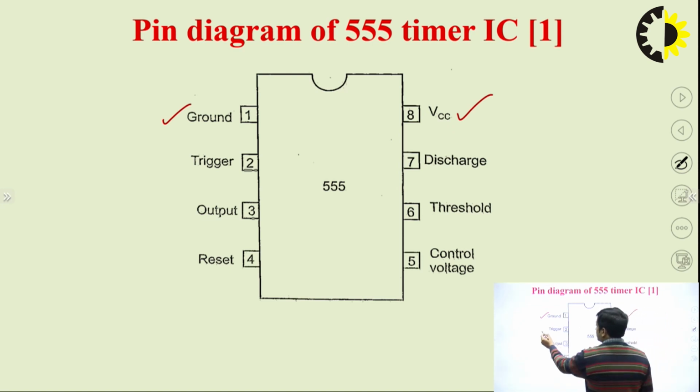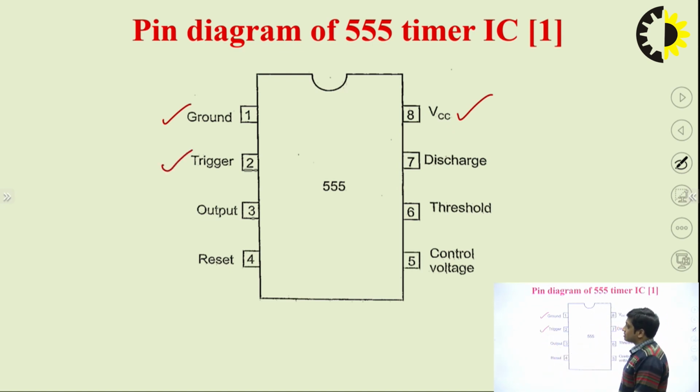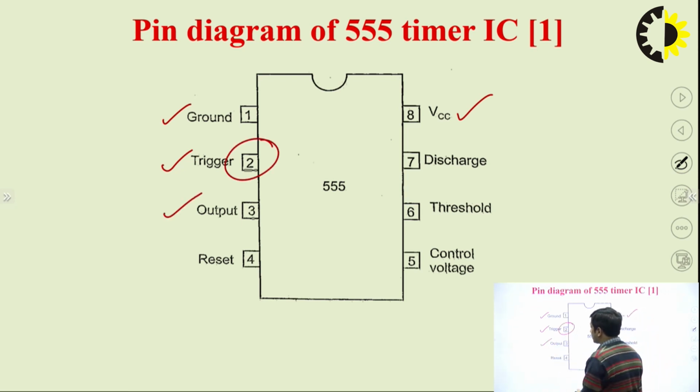Pin number 2 is the trigger. This trigger pin is mainly used in monostable mode, because in astable mode no trigger pulse is required. So in astable mode we simply short pin number 2 with pin number 6. But in monostable mode, since the trigger pulse is required, it is applied at pin number 2. From pin number 3 we take the output. Pin number 4 is reset.